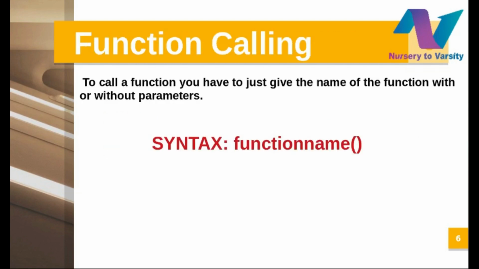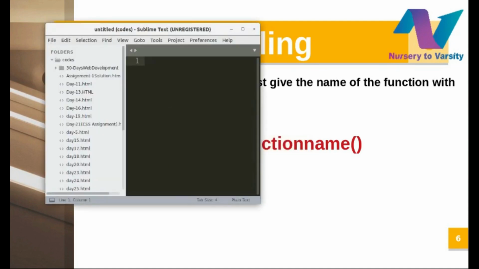How can you call that function? To call a function, you just give the name of the function with or without parameters. If you have written the definition of the function with parameters, you have to call the function with parameters. If not, there is no problem. Let's have a look at the code, how you can write functions.